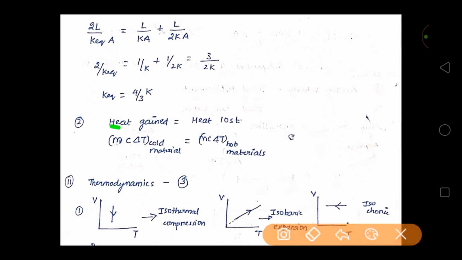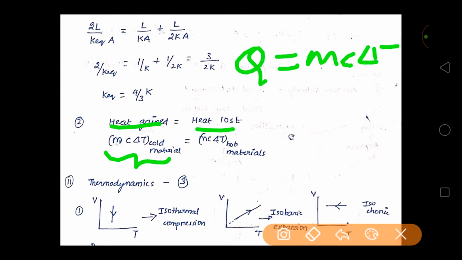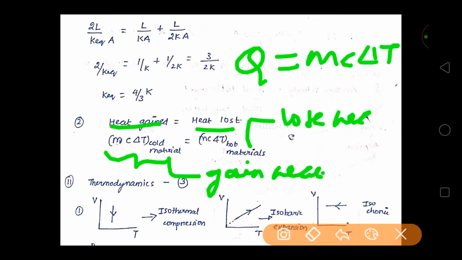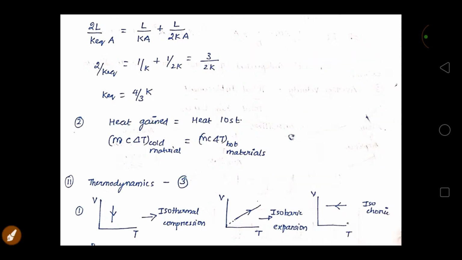Next concept, heat gained is equal to heat lost. So MC delta of cold material is equal to MC delta of hot materials. Heat means Q, which is equal to MC delta. This is a basic formula. See, cold material will gain heat, whereas hot materials will lose heat. Based on this concept only, this formula has been formulated.